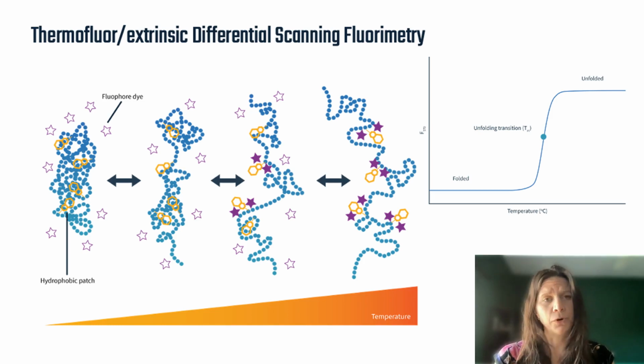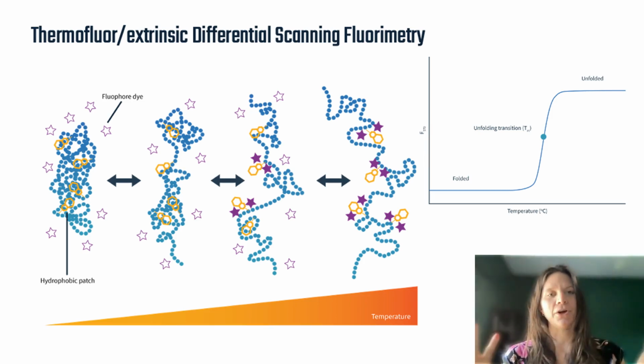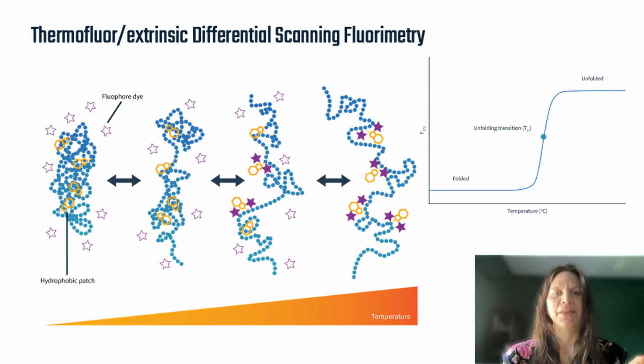So what's cool about Sypro Orange is that it preferentially binds the hydrophobic region of a protein. And since the hydrophobic regions are usually buried when a protein is properly folded, when that extrinsic DSF experiment starts, there's going to be almost no fluorescence detected. And then as the system heats up, the protein starts to unfold, and the hydrophobic regions of the protein become exposed to solution. The Sypro Orange dye binds these regions and lights up. Now, the melting temperature is deconvoluted from this information by looking at the transition from unbound to bound from the dye as determined by the increase in its fluorescence emission.